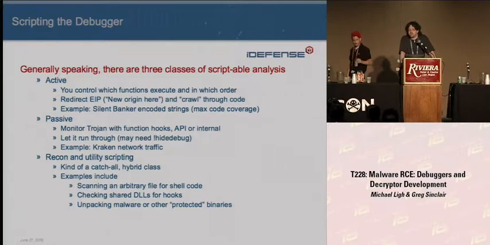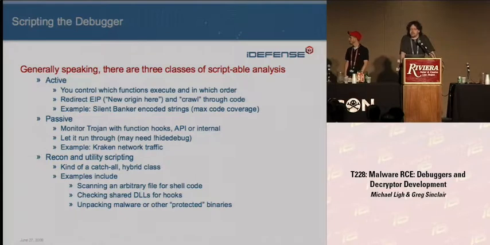Another way is called passive. This is where you more or less let the malware run as it normally would, with the exception that you're running it in a debugger at this point, and you're monitoring key aspects of it, either API calls that it does or internal functions. And we'll go through this example as well, where you're monitoring the Kraken traffic.